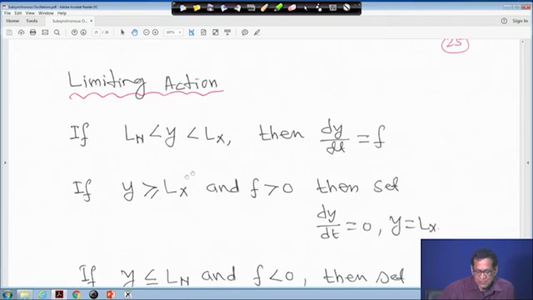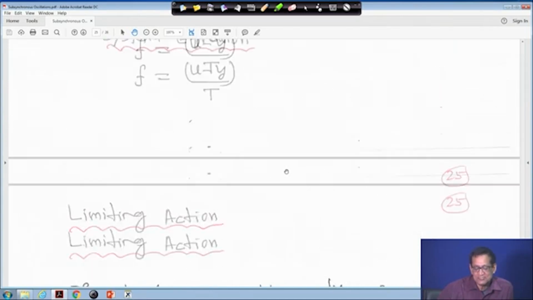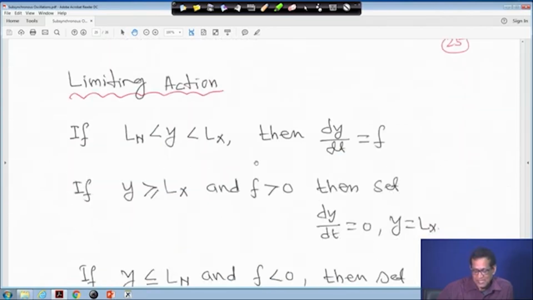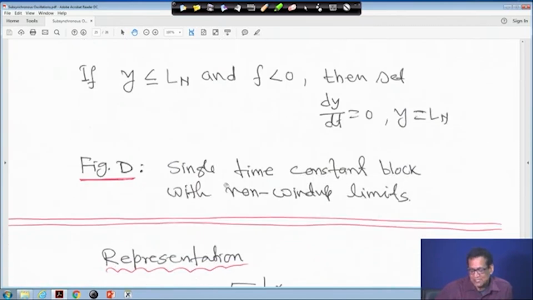Now, if y is greater than or equal to Lx and f is positive, that is greater than 0, then you set dy by dt equal to 0 and y equal to Lx. And similarly, if y is less than or equal to Ln and f is negative, then again you set dy by dt to 0 and y equal to Ln, that means you are restricting it. When you design this kind of limiter for your system, it depends on what kind of limiter you want for your system. So, this is the single time constant block with non-windup limits.